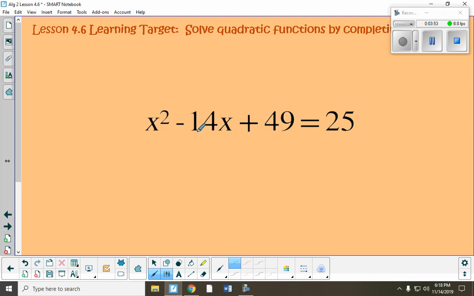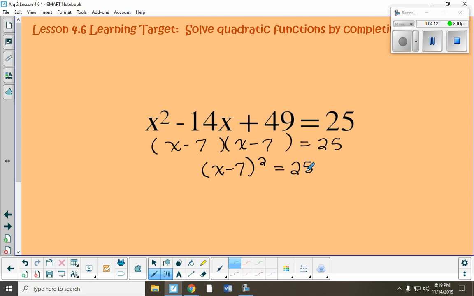Here's another one. Again, we want to recognize that this is a perfect square trinomial. And we can write x minus 7 times x minus 7 as x minus 7 quantity squared. And we can now take the square root of both sides. So we have x minus 7 equals plus or minus 5. And then we add 7 to both sides. So x is equal to 7 plus or minus 5.